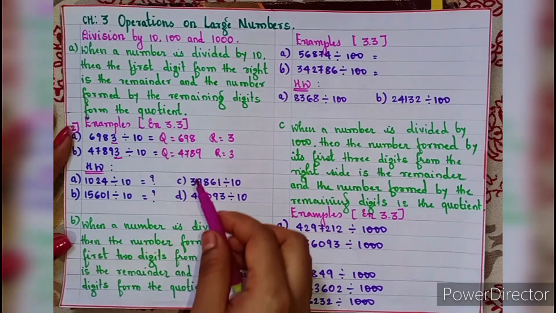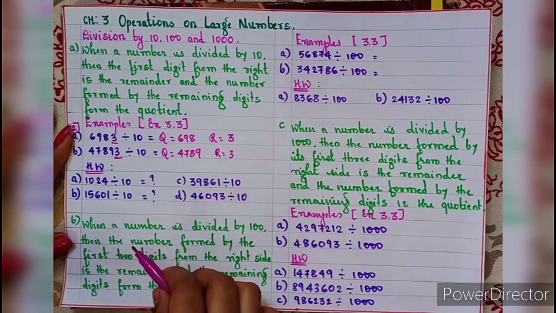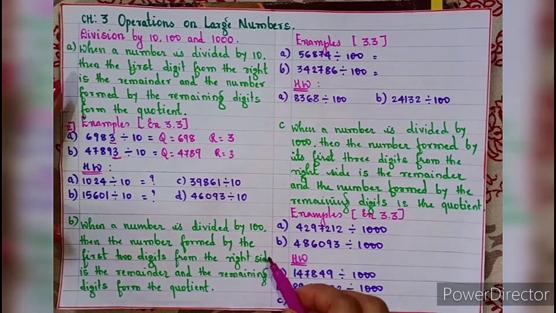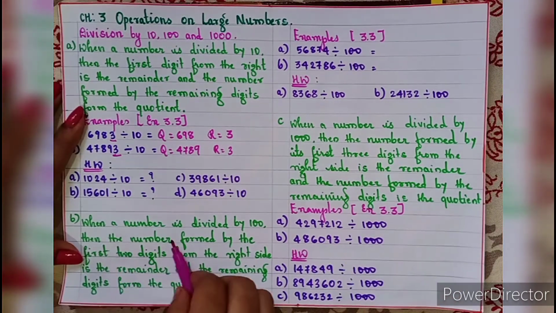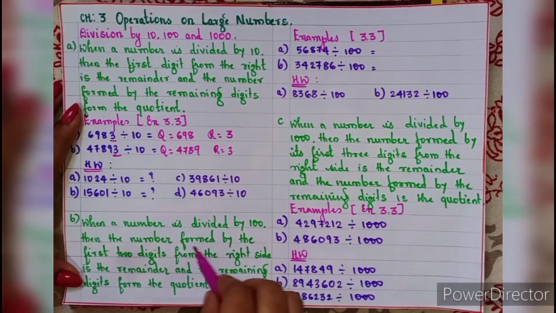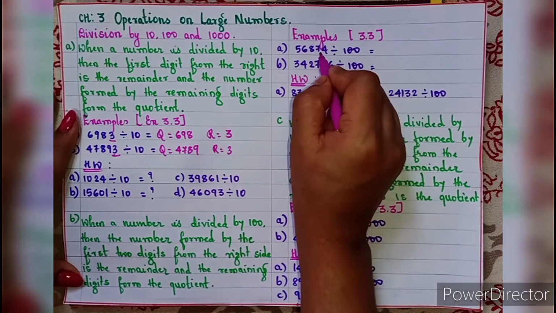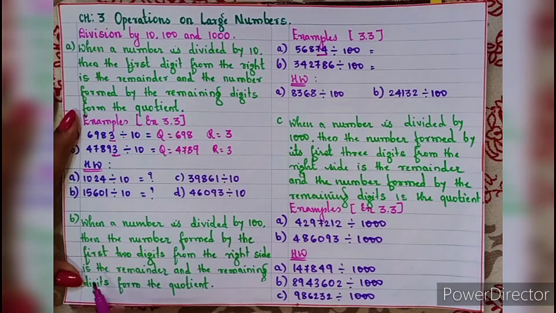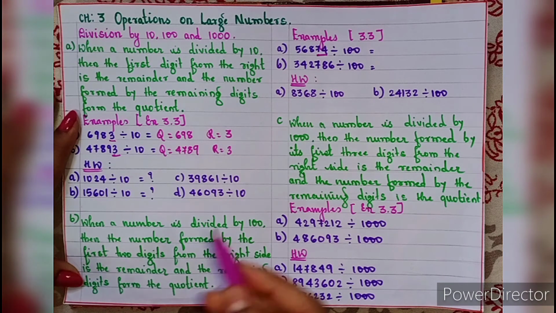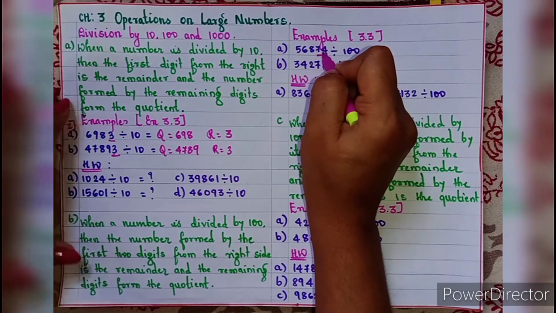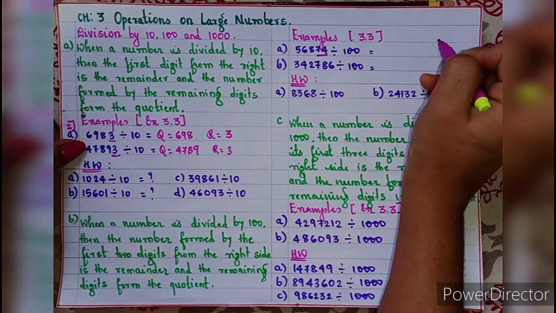And what if we are dividing the number by 100? So here we have quite a different rule. When a number is divided by 100, then the number formed by the first two digits from the right side, I'll underline, is the remainder, and the remaining digits form the quotient. Thus the last two digits are nothing but the remainder.